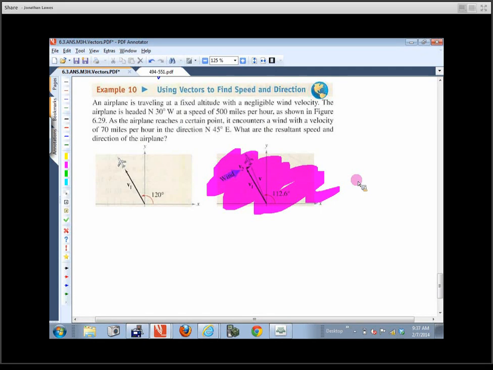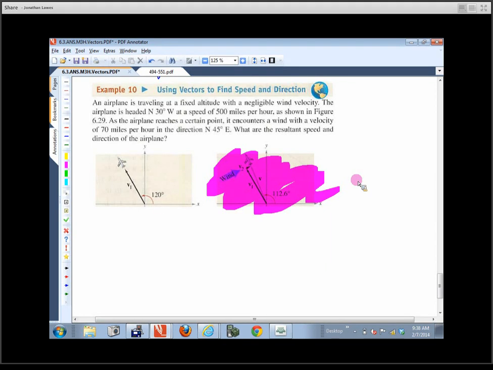Okay, so I'm going to show you how to do this two different ways, and I don't care which way you do it. I'm going to advocate for component form because I think in the long run that's more useful, but I'll show you a different way to do it that you may like better, and then I'll tell you don't use it. Okay. An airplane is traveling at a fixed altitude with a negligible wind velocity, so it's basically flying through still air. Okay, the airplane is headed north 30 degrees west at a speed of 500 miles an hour. North 30 degrees west.